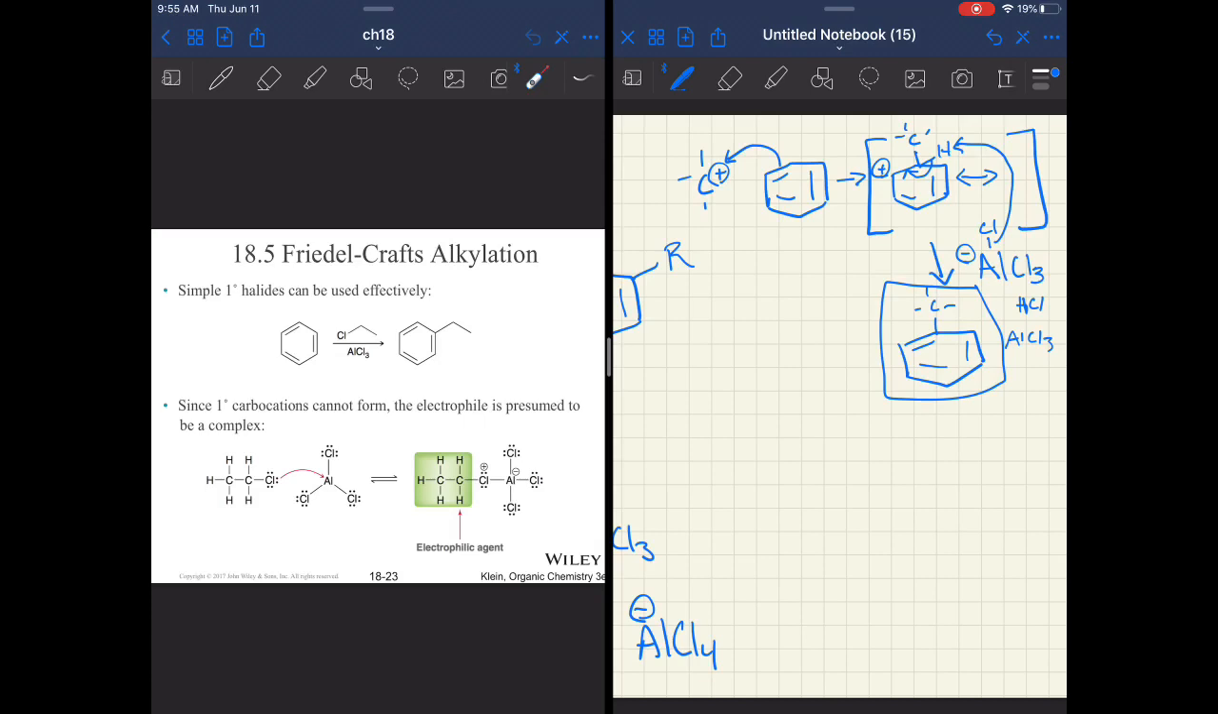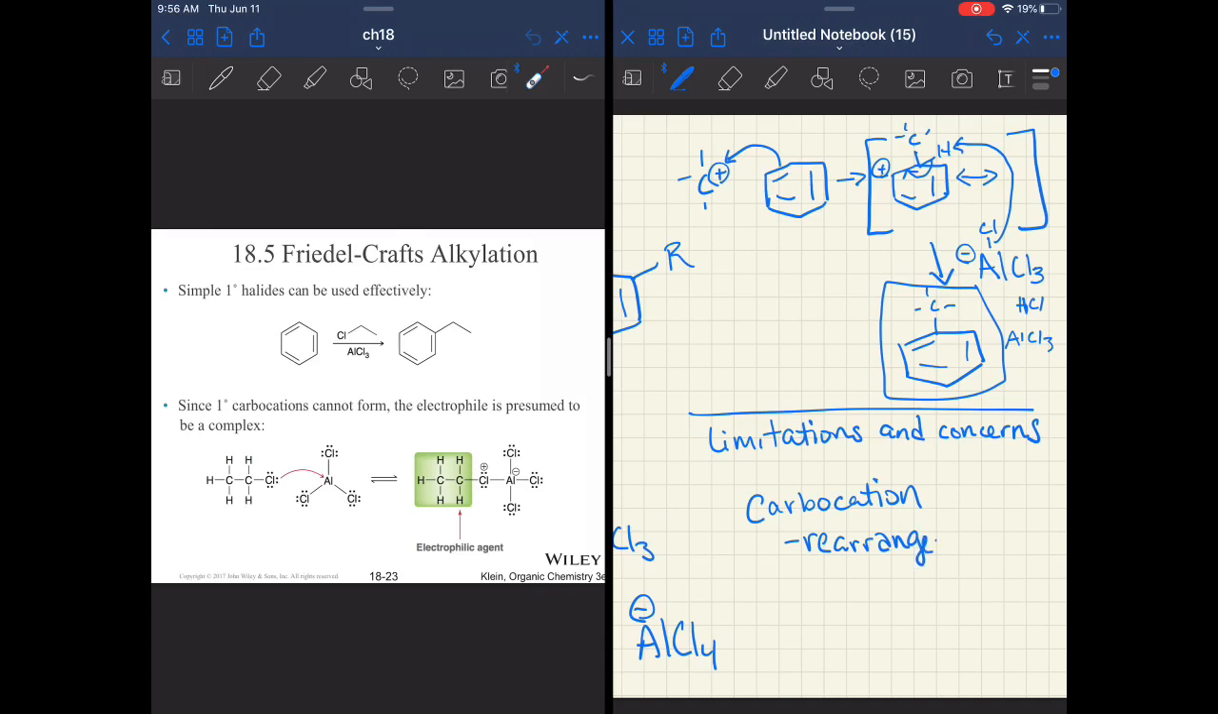There are some limitations here, right? So limitations and concerns. One of the big limitations, let's see, I want to go in order. Here we go. Is that you make a carbocation. What is able to occur when you have a carbocation? Well, if you think back to SN1 and E1, anytime you made a carbocation intermediate, rearrangements were possible.